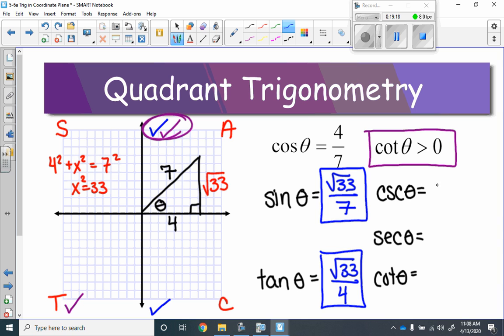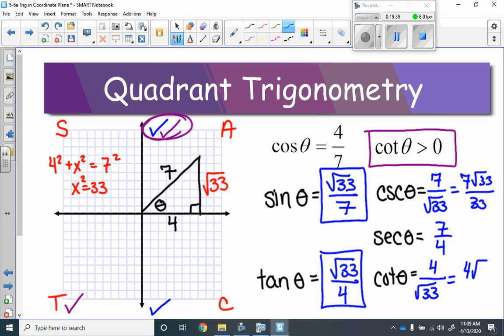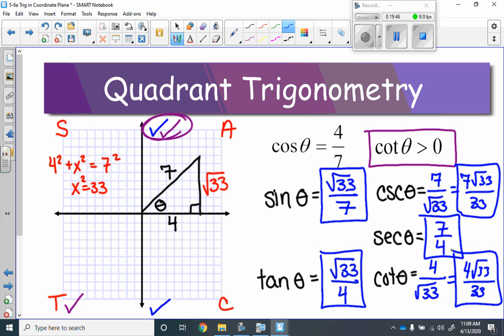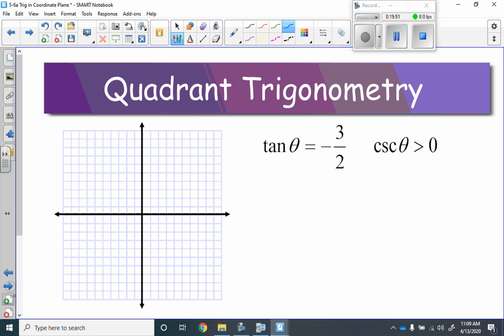Cosecant is just going to be that reciprocal, so we're going to have 7 over the square root of 33. So that will simplify to 7 square roots of 33 over 33. Secant is the reciprocal of cosine, so positive 7/4. And cotangent would be 4 over the square root of 33, which rationalizes to 4 square roots of 33 over 33. And now you have your 6 trig ratios for this problem. Okay, let's take a look at another one.